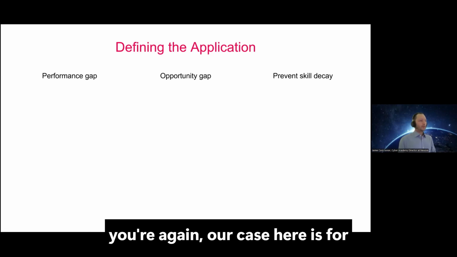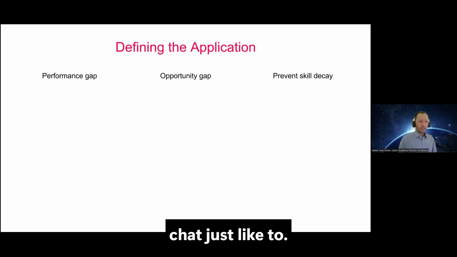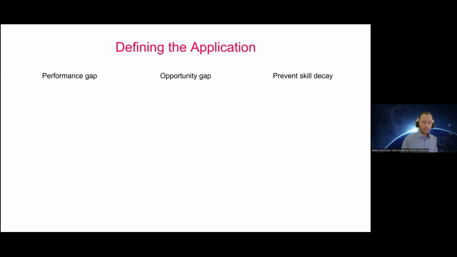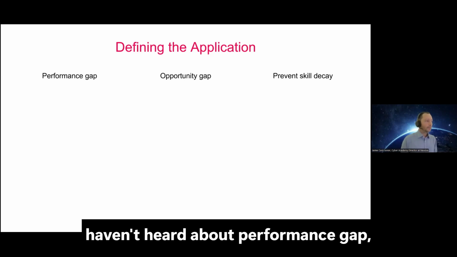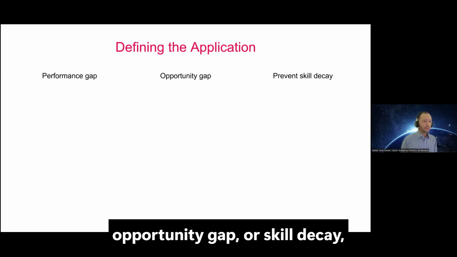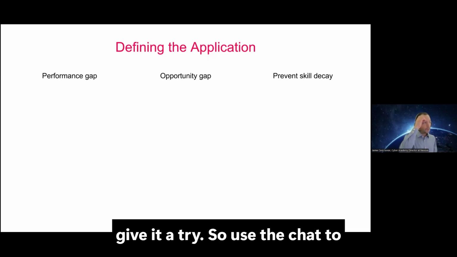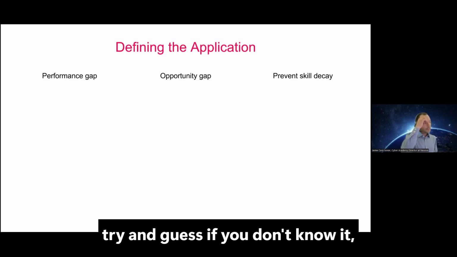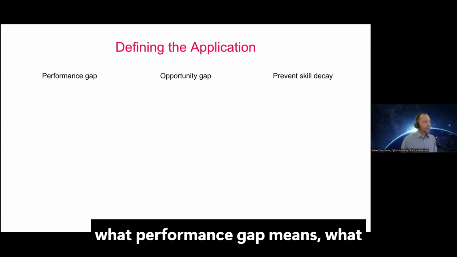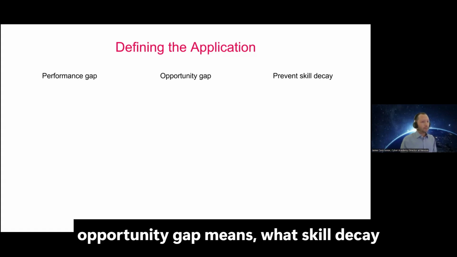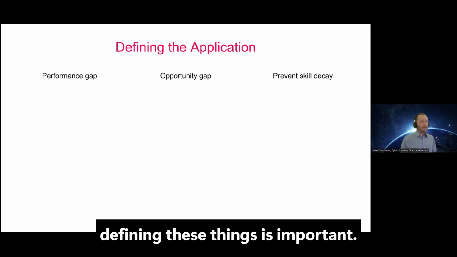So, again, our case here is for e-learning, for online courses. So use the chat. I'd like to read a few ideas from your side. If you haven't heard about performance gap, opportunity gap, or skill decay, it's okay. You can just give it a go. Just give it a try. So use the chat to try and guess, if you don't know it, what performance gap means, what opportunity gap means, what skill decay means, and why defining these things is important.